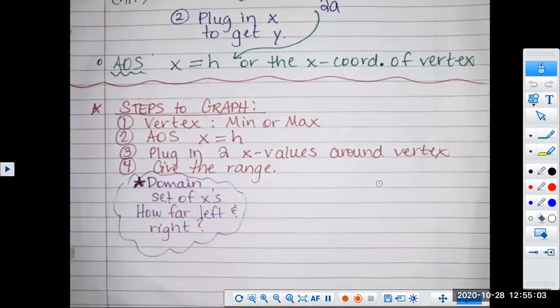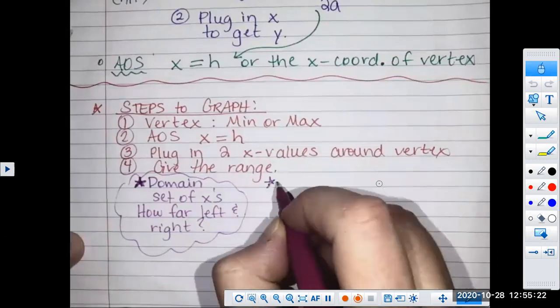They're going left and right forever, whether it's up or flipped down. So the reason they'll ask you for the domain of your quadratic is that it's all real numbers every time. Domain for a quadratic is all real numbers. Your range is what changes.